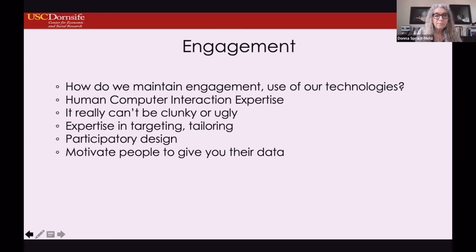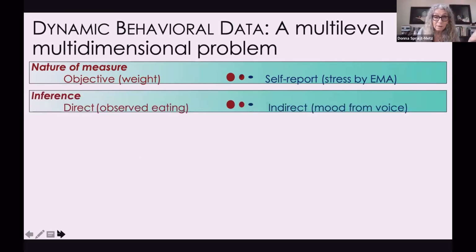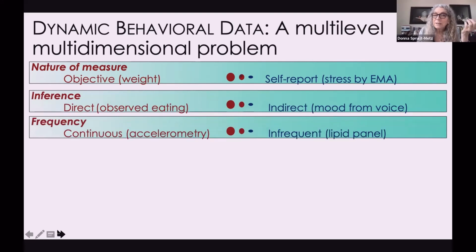And then the other thing that I wanted to talk to you about is how difficult this data is to use. Don't underestimate it. So the nature of the measure can be objective or self-report. We can infer directly from observed eating or indirectly. It can be continuous or infrequent. That's my duck.